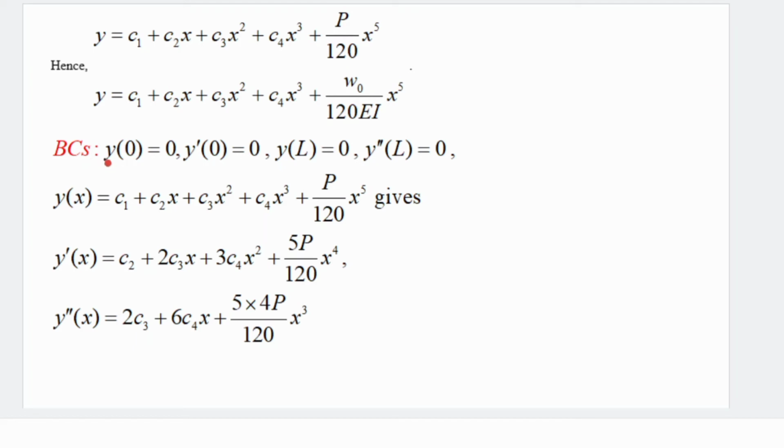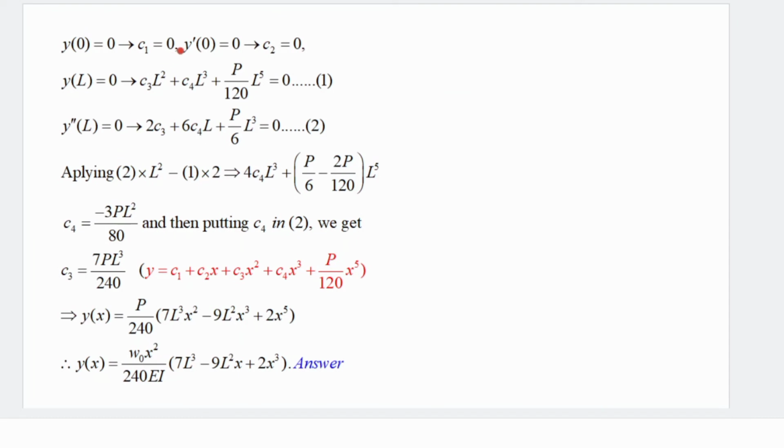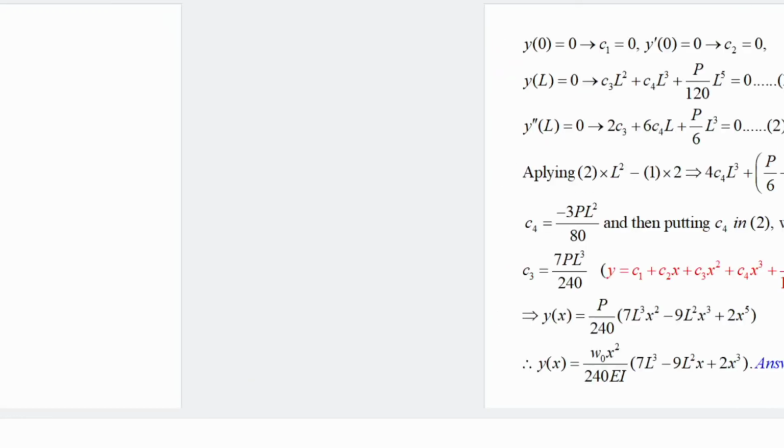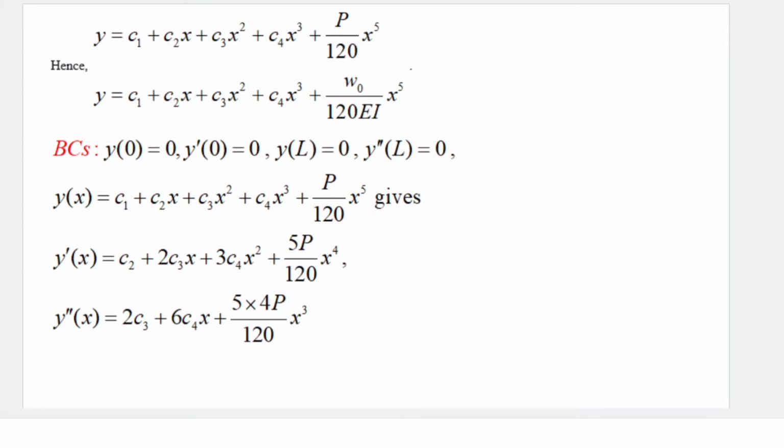So we now apply the boundary conditions. When we apply the boundary condition y(0), we get C1 equals 0. When we apply the boundary condition y prime 0 equals 0, then we get C2 equals 0. You can see here when we put x equals 0, these terms become 0, these terms become 0, this one also 0, this one also 0. That means we get C2 equals 0.